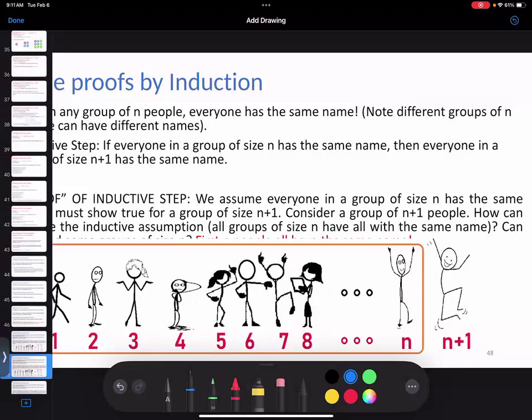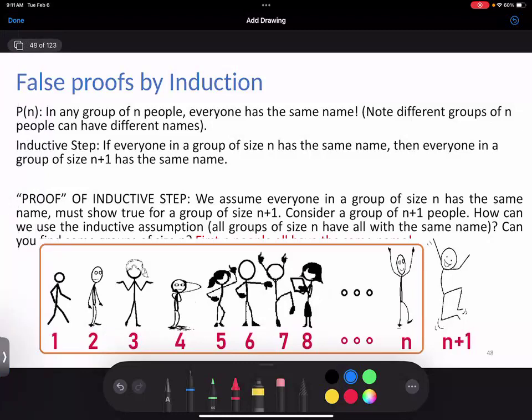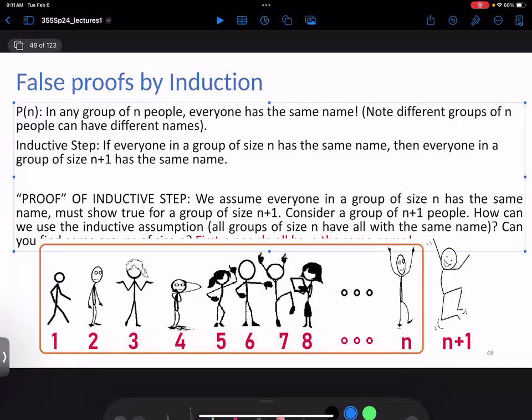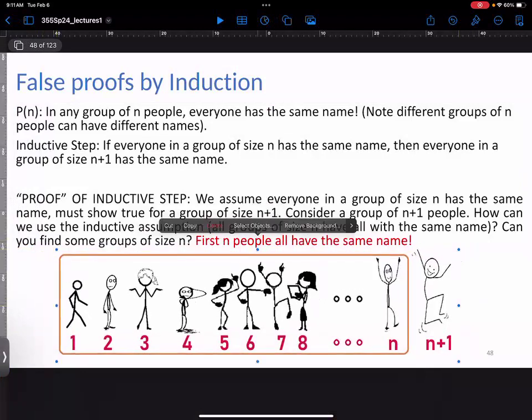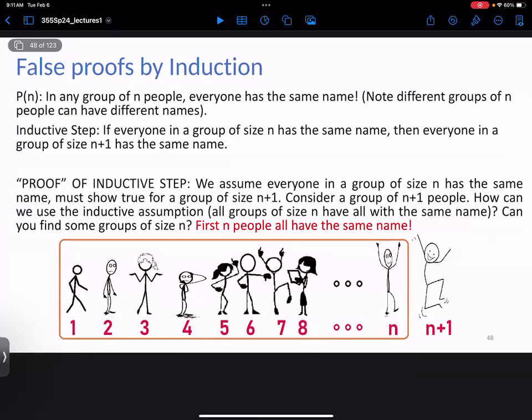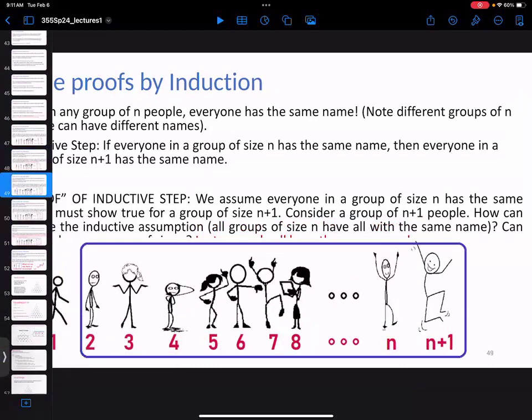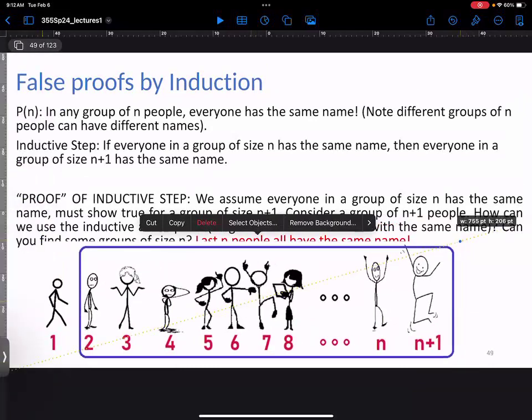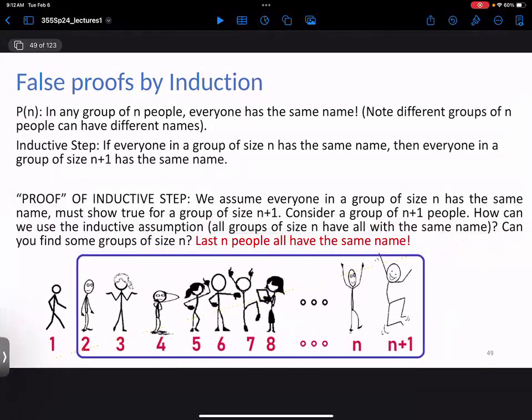First, choose the first n people. They all have to have the same name. So all the first n people have the same name by the inductive assumption. Give me another group of n people. So we did the first n, and now the last n. All right, so we'll take the last n, and they all have the same name.